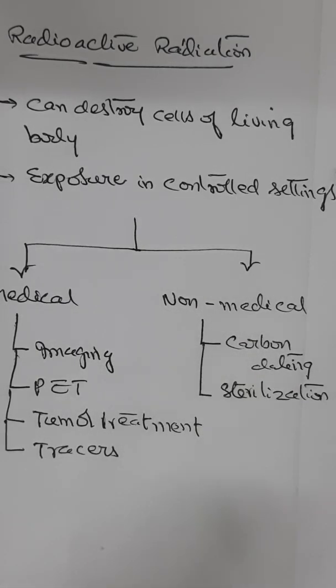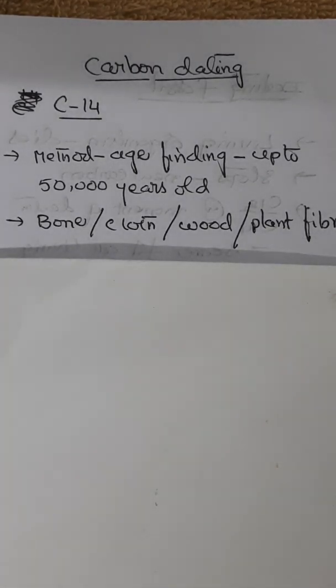Let us look at one of the important non-medical applications, carbon dating. Basically, we talk about carbon 14, C14. Carbon 14 dating is a way of determining the age of certain archaeological artifacts of biological origin up to about 50,000 years old. That is the maximum limit. So we can find the age of the artifact.